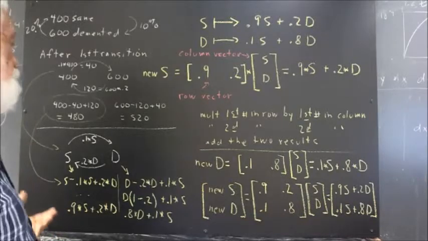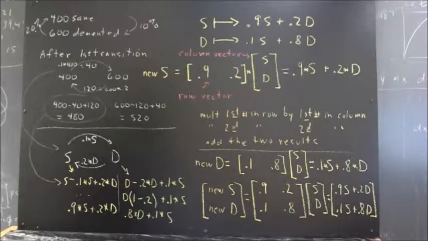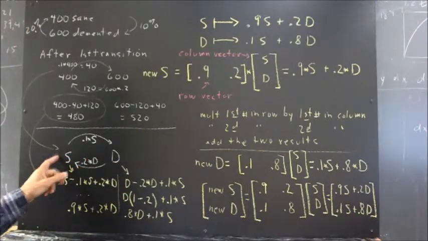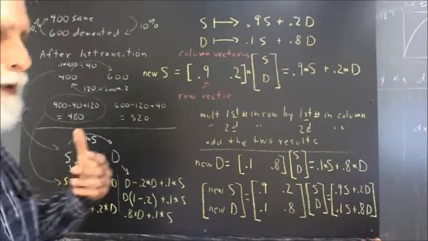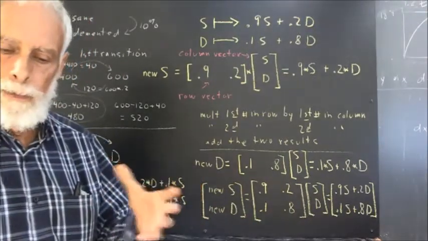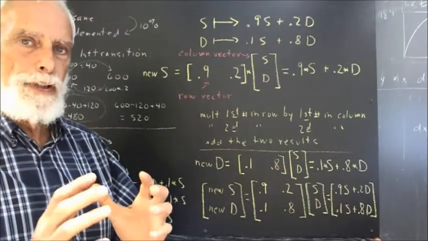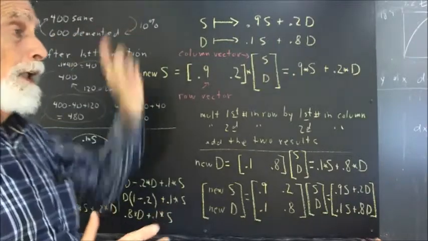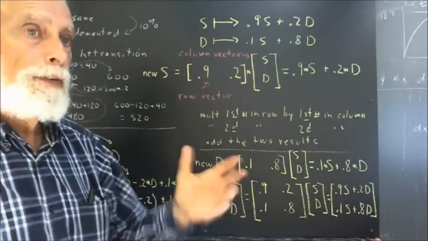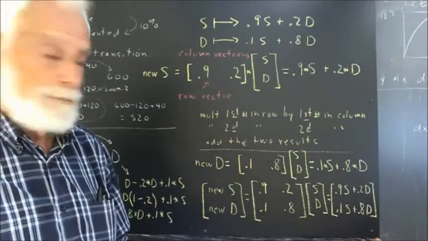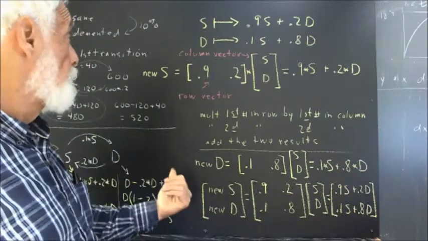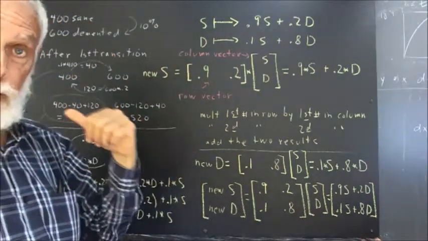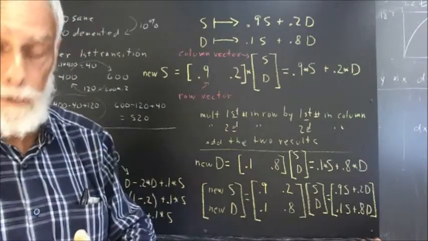Now what I want to do is symbolize this. So if S and D stand for the number of sane and the number of demented, how am I going to depict it? If S is the number of sane, you want to think about this: according to this rule, how would you represent the number that go over to the demented? And if D is the number of demented, how do you represent the number that come over to the sane side in terms of S and D?